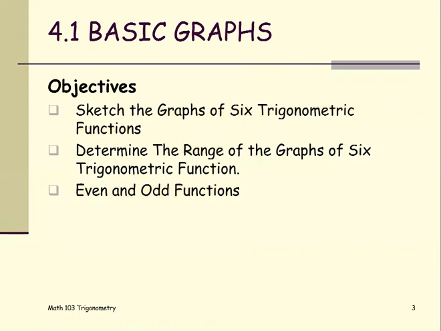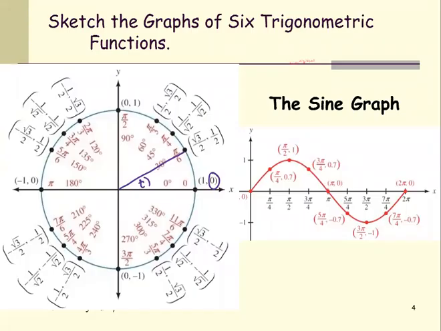Section 4.1 Basic Graphs. In this section, we will sketch the graphs of 6 trigonometric functions, determine the range of the graphs of the 6 trigonometric functions, and also use the odd and even function property to assist us while we are graphing them. When we sketch the graph, we look at the unit circle.